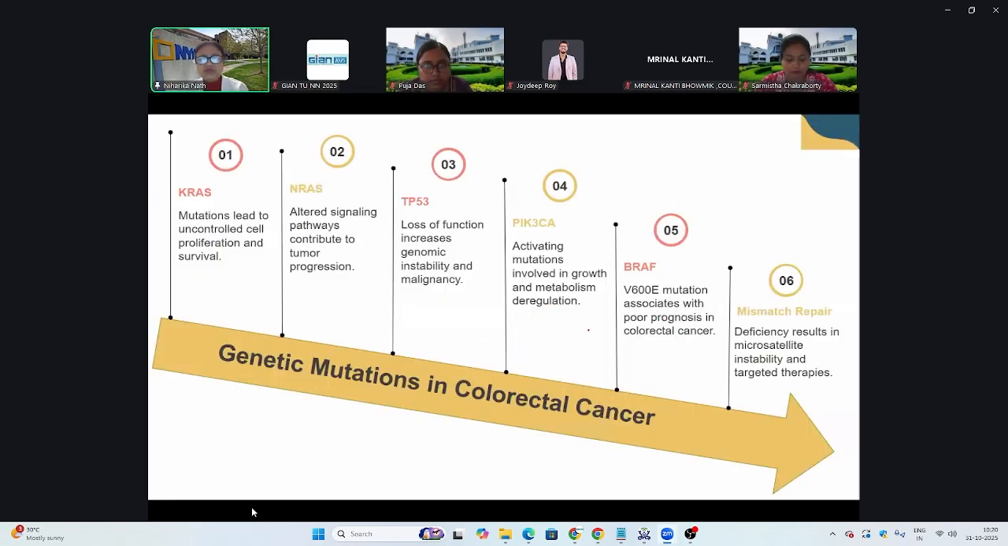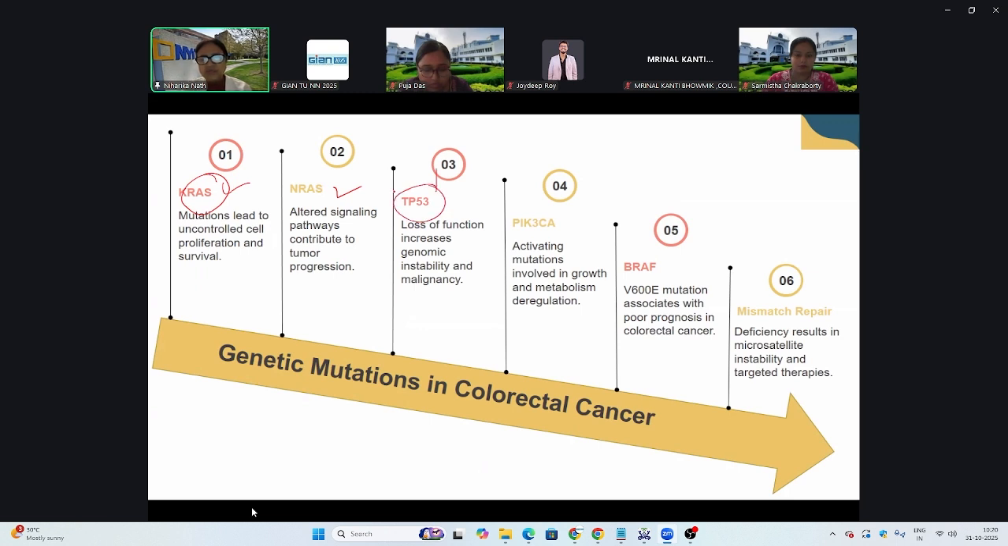Genetic mutations in colorectal cancer, these are what people look for. And you don't need to memorize any of these. I'm not asking you anything from here. But just so that when you leave this workshop, you have heard of these mutations. A KRAS mutation, RAS is an important oncogene, and a couple of mutations will really lead to uncontrolled cell proliferation. And similarly, RAS mutations, that's all you need to know.